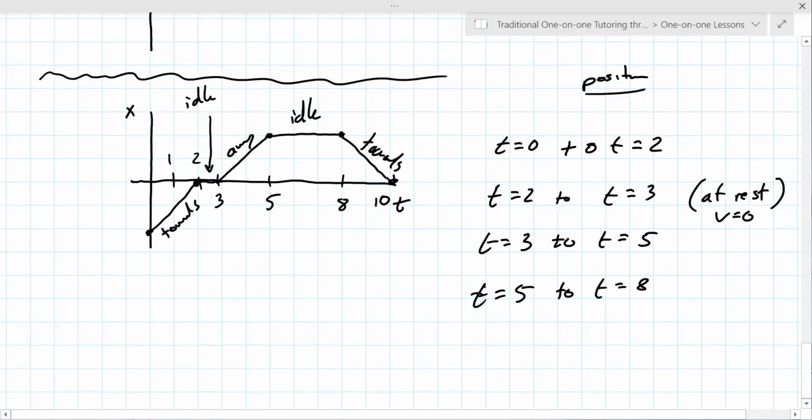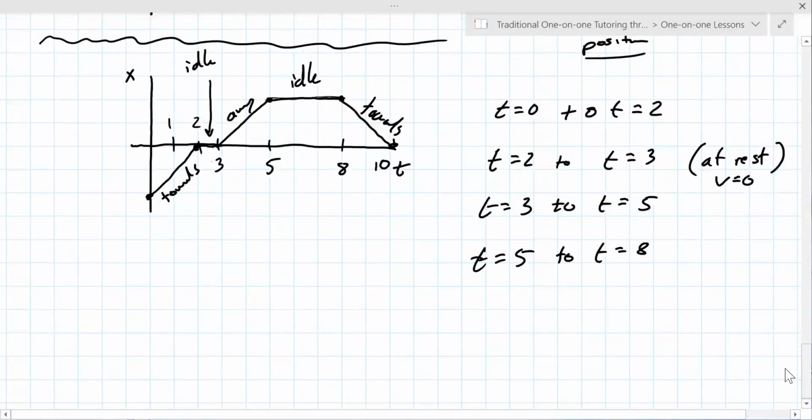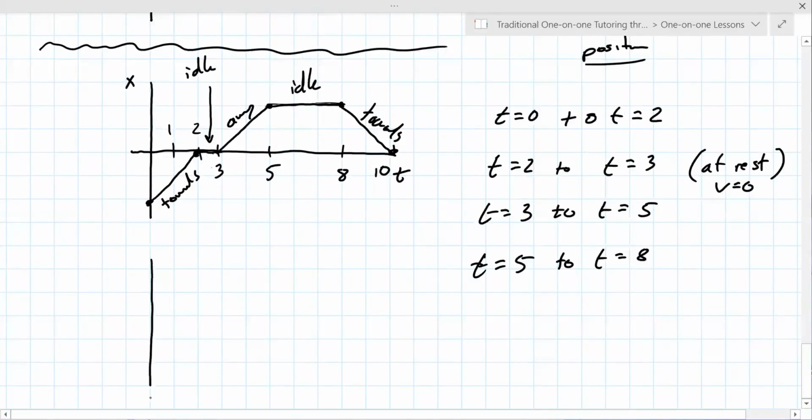Now, if you don't like the story, that's okay. But this whole idea of particles at the origin, I mean, it's a little abstract. Like this physically means you're doing nothing. Okay, so now we can look at velocities. Like what are the velocities at these various places? So we can draw a velocity graph.